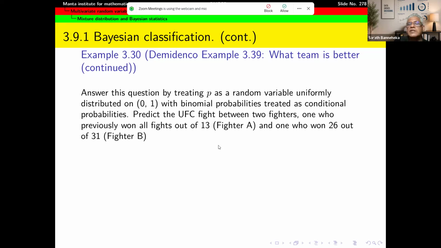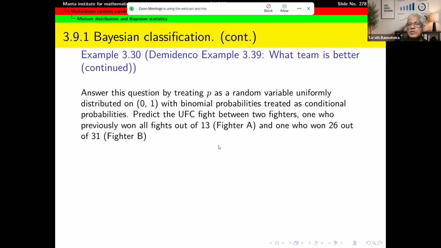Here also there are two questions. Which fighter is better is one question, and which fighter has a higher probability of winning a future fight is the second question. So let's look at the same procedure as the previous example.